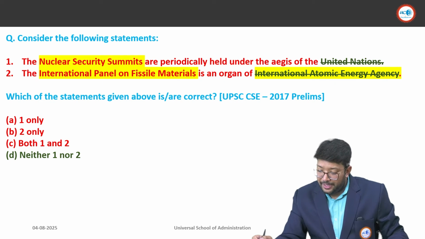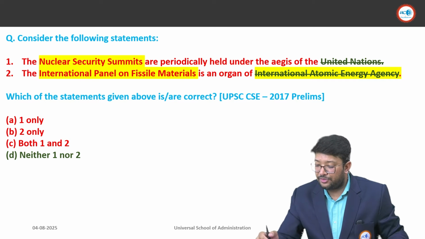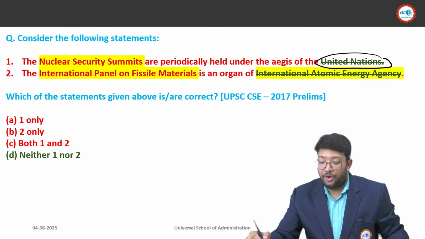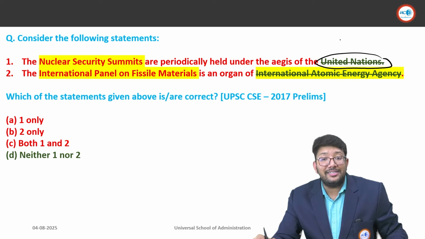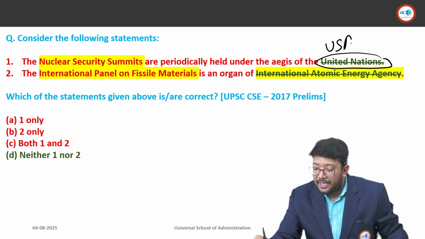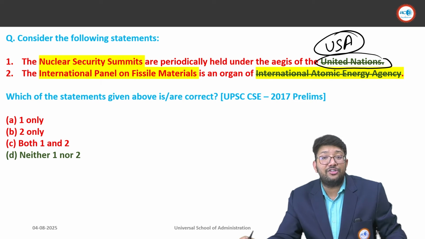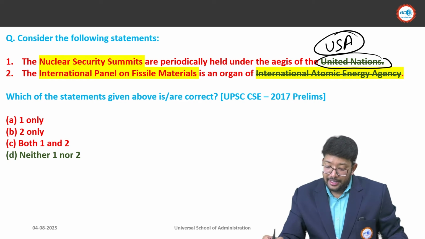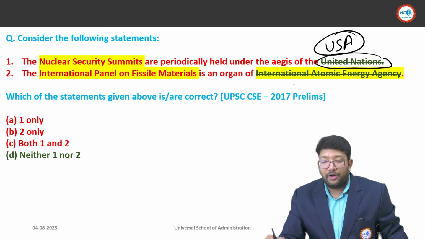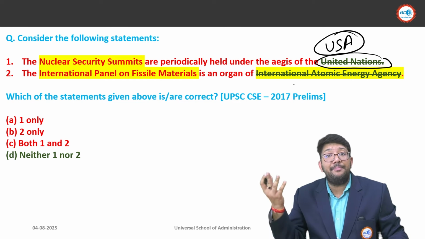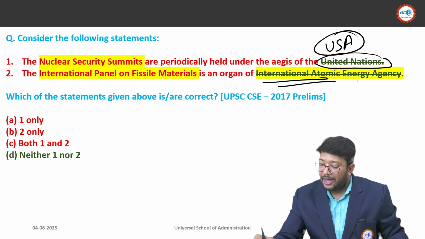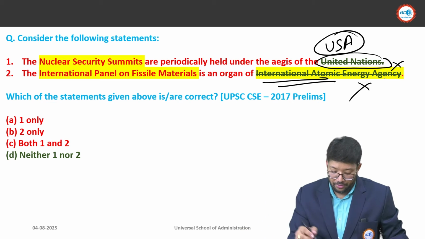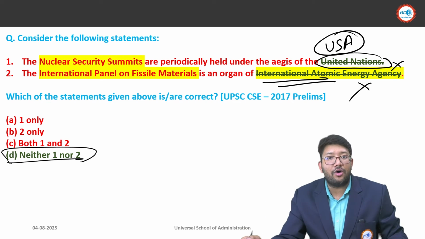So the answer would be, first of all, nuclear security summits are periodically held under the aegis of the United Nations. No, because nuclear security summits were generally organized by the United States of America during the time of President Barack Obama. And the International Panel on Fissile Materials is also an independent body, not part of IAEA. So both statements are wrong. The answer would be neither one nor two.